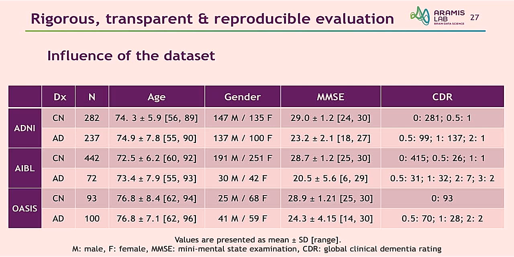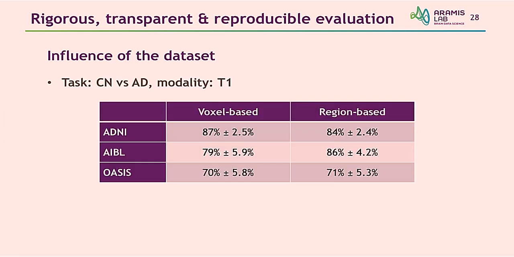And you can see that, for example, in terms of age and gender balance, it's probably quite similar. Maybe with the CDR, which is the clinical dementia rating score, the subjects from OASIS tend to have a milder AD than the other ones, but other than that, the populations are quite similar. And so we can compare the classification performances obtained from the different datasets.